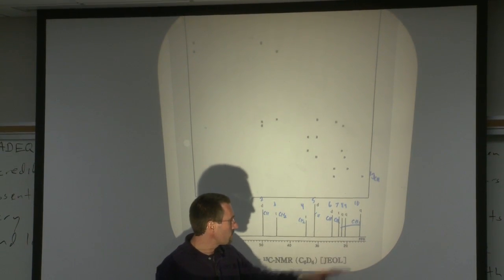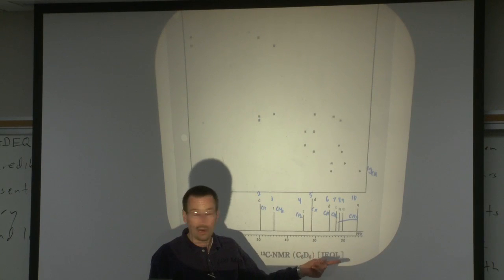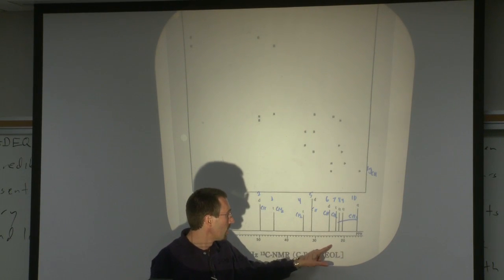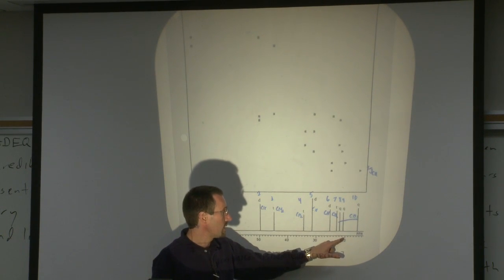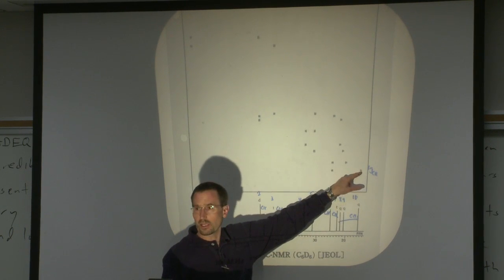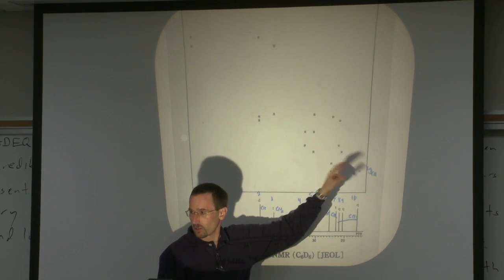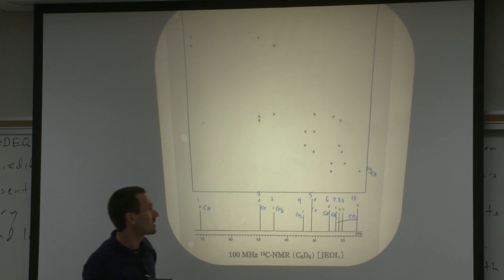So you can kind of see this was done at 100 megahertz. This is done on a 400 megahertz spectrometer. So each of these tick marks is 100 hertz, and you can see this spacing is maybe like 30 hertz. So that's your J1CC coupling.